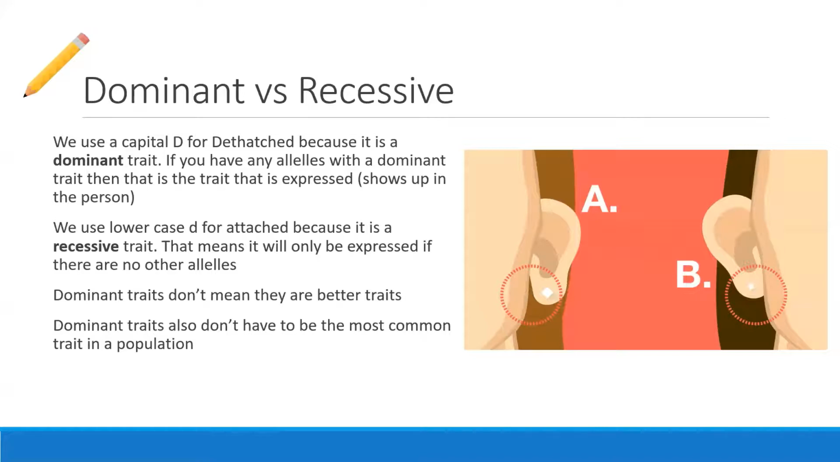First point, dominant traits don't mean that they are better traits, okay? They don't always mean that they're better traits. Just because something's a dominant trait doesn't mean that it's better. For example, if I look at brown eyes and blue eyes, it doesn't really matter what color eyes you are. But one of those two is dominant. Doesn't mean that it's better. I'm mostly telling you guys this because we all come to school with different misconceptions.